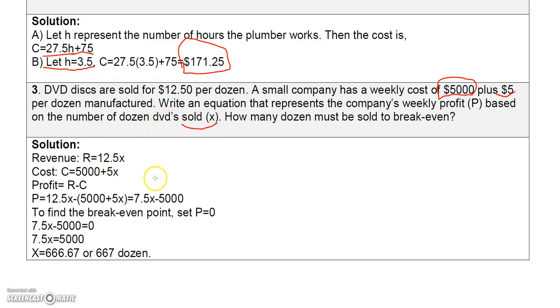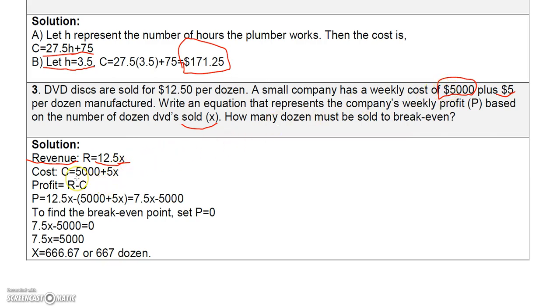So we're going to let X represent the number of dozens of DVDs. Now, profit is revenue minus cost. So you may not have known that, but now you do. Your profit is always the revenue, the amount of money you take in, minus your cost. So what I need to do is find the revenue. Well, the revenue is based only on the number of dozens of DVDs that we sell. So if I sell X dozen DVDs and I'm going to get $12.50 per dozen, then the revenue would be 12.5X.